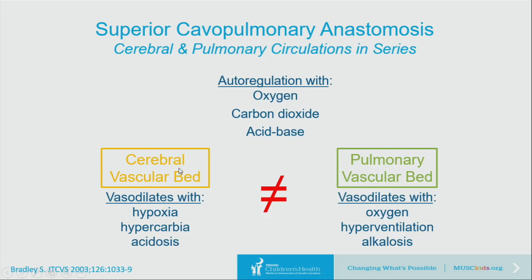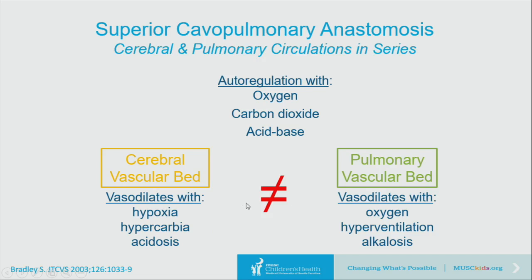In the cerebral vascular bed, we know that patients generally vasodilate with hypoxia, right? If you're not getting enough oxygen to your brain, the autoregulatory response is to vasodilate and get more blood flow. Hypercarbia as well, and you can remember that by remembering the patients with traumatic brain injury that you encountered during your residency. There was a lot of attention by the ICU staff to making sure they're not hypercarbic, because that's going to increase cerebral blood flow and potential swelling to that injured brain. And acidosis will also dilate the cerebral vascular bed.